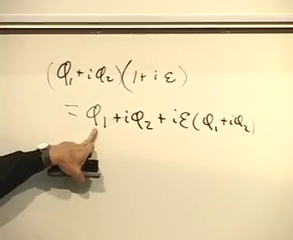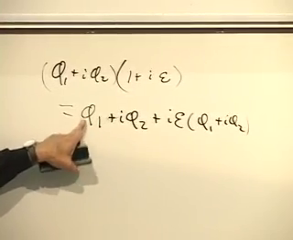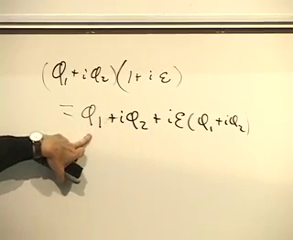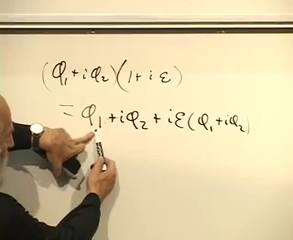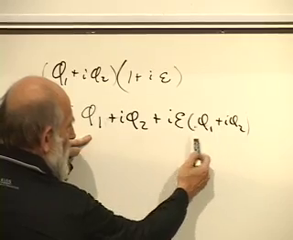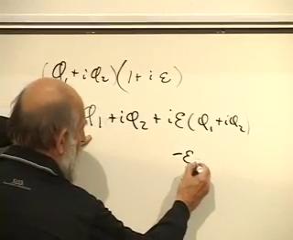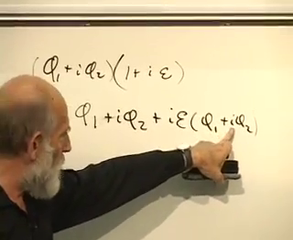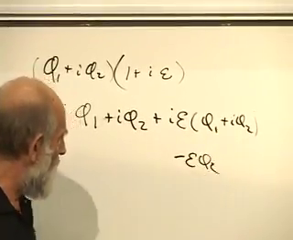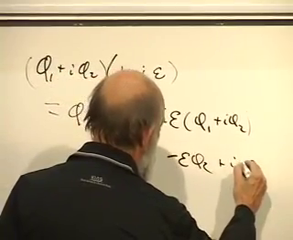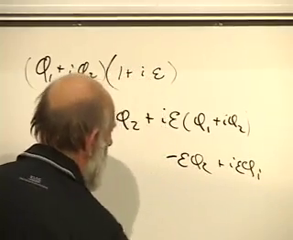What's the change in phi 1? Well, phi 1 is by definition the real part of this expression. The change in the real part, let's look at it. There's a real part from here. The real part of I epsilon times this thing here is minus epsilon times phi 2. I times I is minus 1, epsilon times phi 2, and then there is plus I epsilon phi 1.